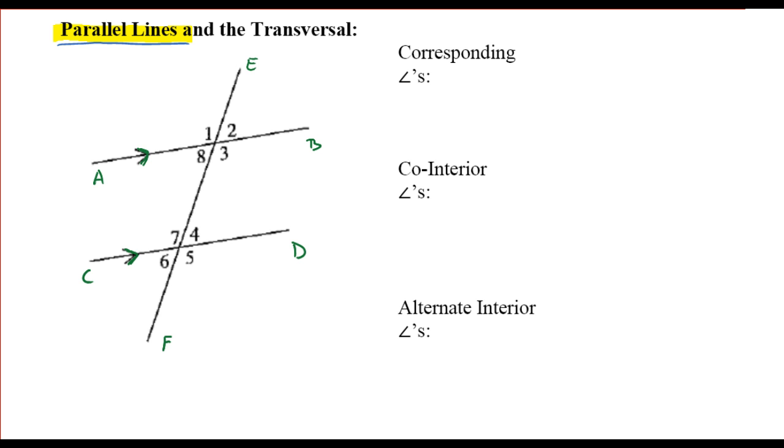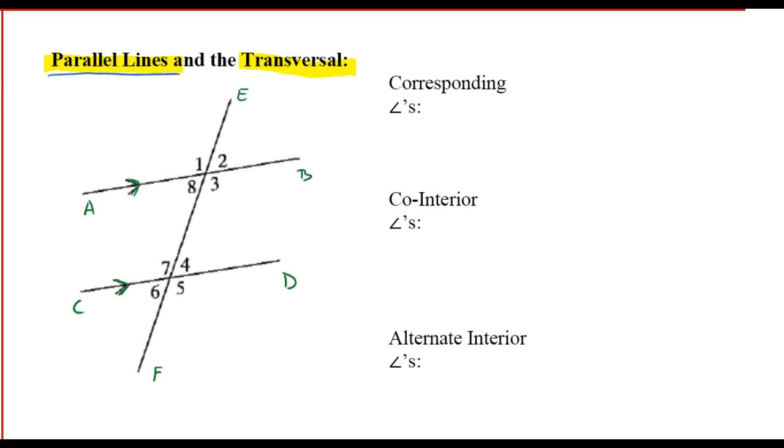Now that we have our definitions of parallel lines and transversals, let's look at some angle properties that go with parallel lines. The first property is corresponding angles. Corresponding angles are on the same side of the transversal. So if we look at our transversal line, the vertical one here, the corresponding angles are either going to be on the right side or on the left side. Also, they're going to be either on the top or on the bottom of our parallel lines.